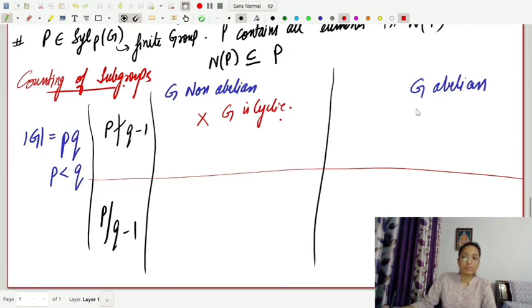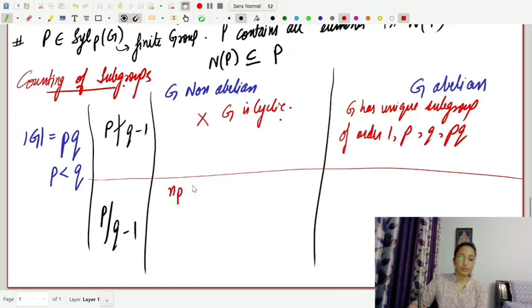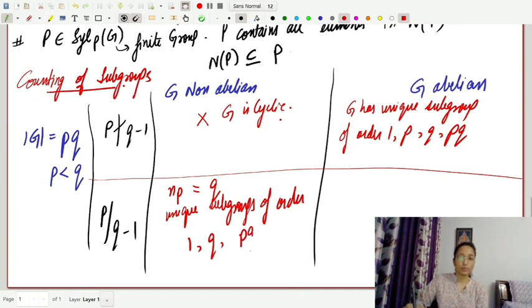Therefore, if G is cyclic, G has a unique subgroup of order 1, P, Q and PQ. Now, in this case, for G non-abelian and P divides Q minus 1, number of subgroups of order P is Q and the rest we have unique subgroups of order 1, Q and PQ.